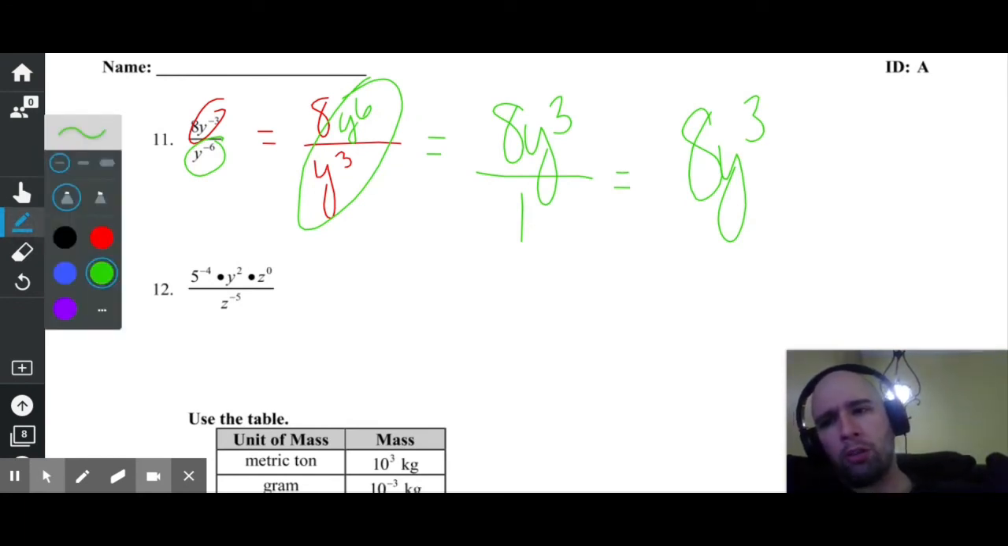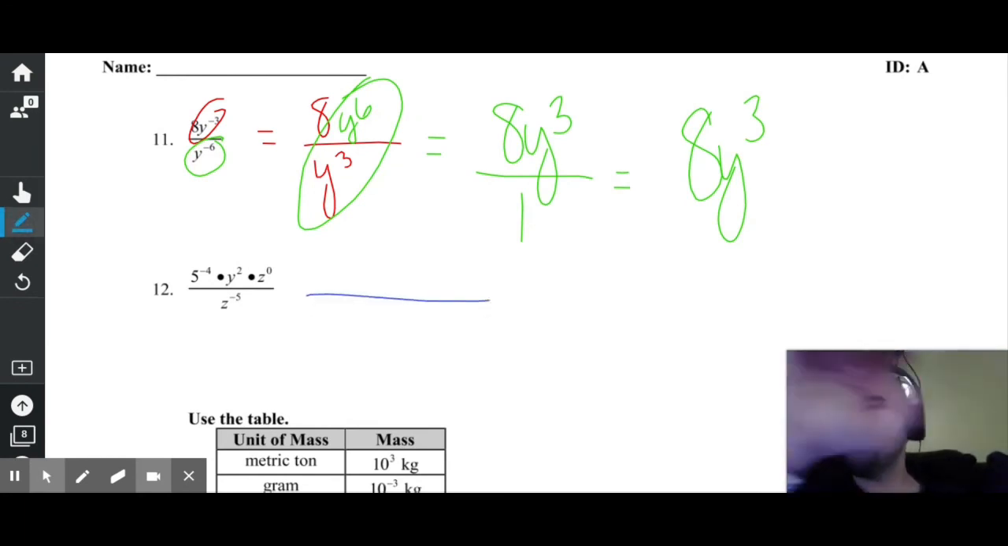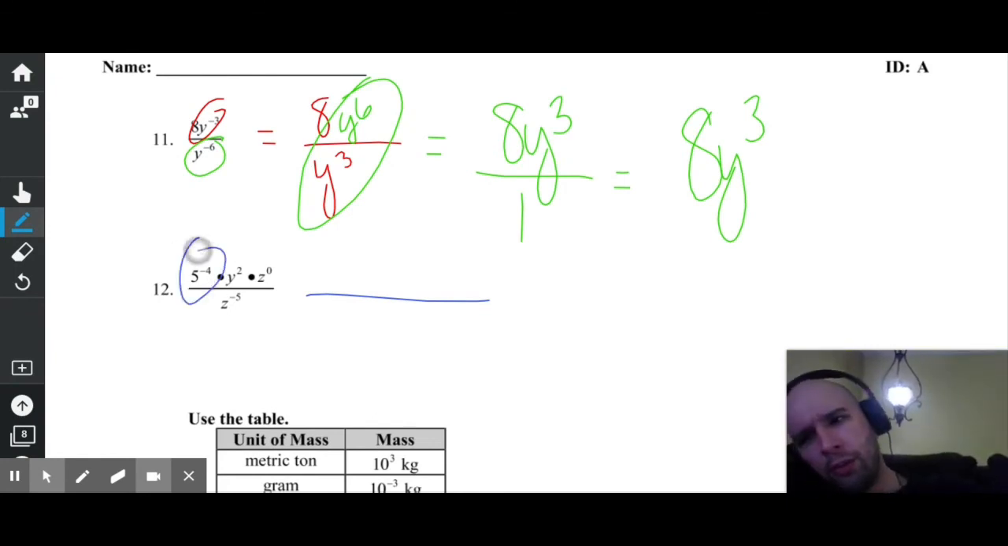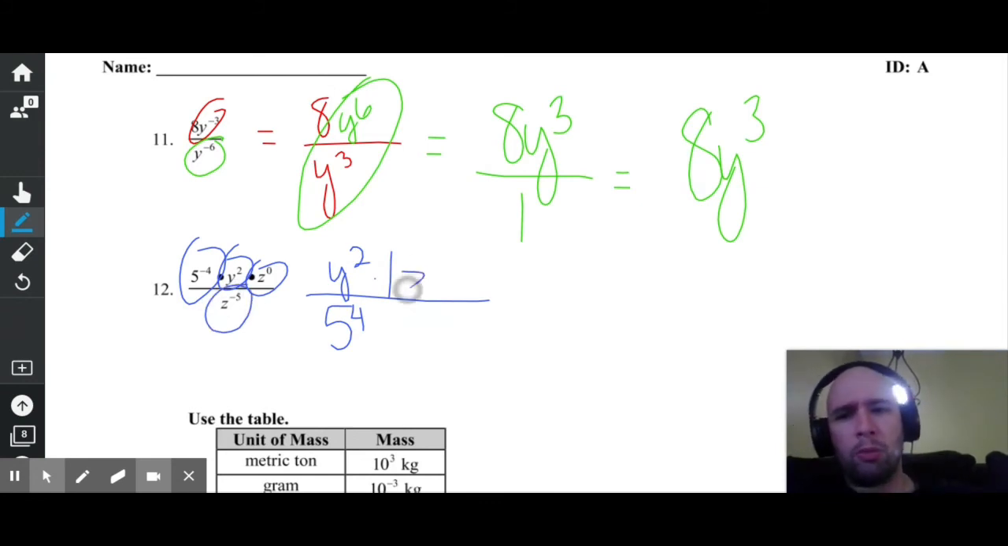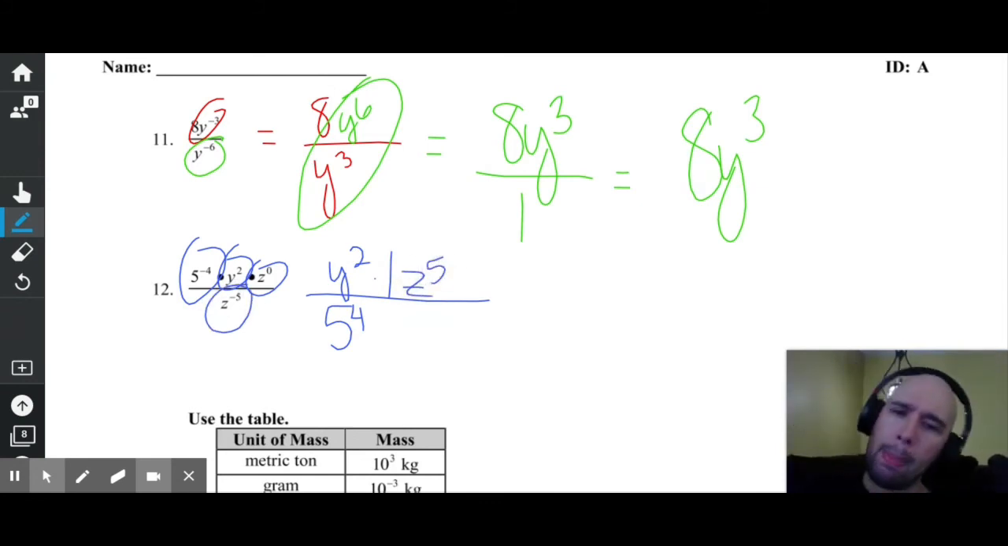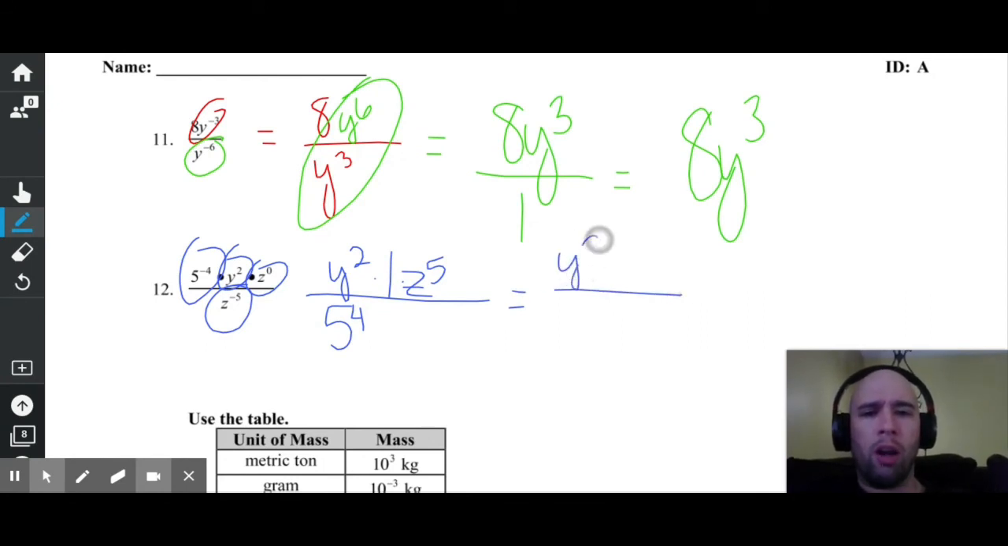So I have another big fraction bar, so let's just draw it out. 5 to the negative 4 moves it to the bottom. Y squared stays on top. Z to the 0th just means times 1, because anything to the 0th power is 1. And z to the negative 5 moves up top. The only change is the fact that that 1 is no longer needed. So I have y squared up top. That 1 is no longer necessary. Z to the 5th up top. And 5 to the 4th on the bottom.